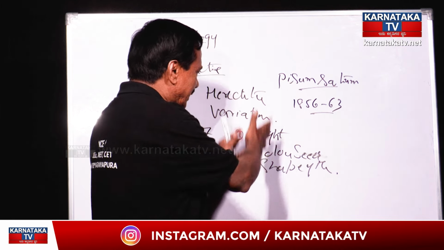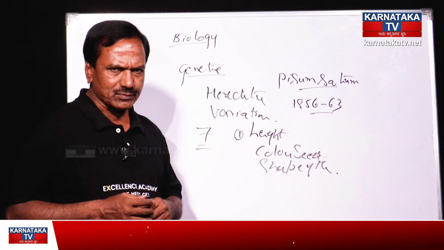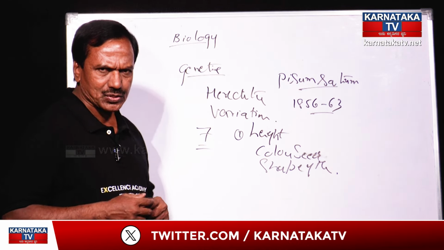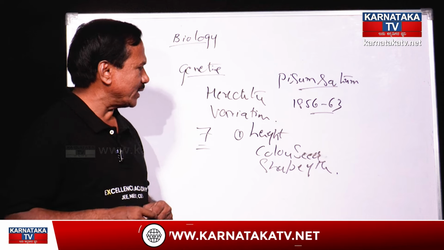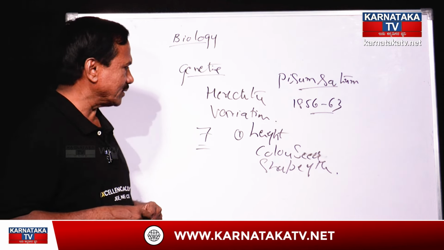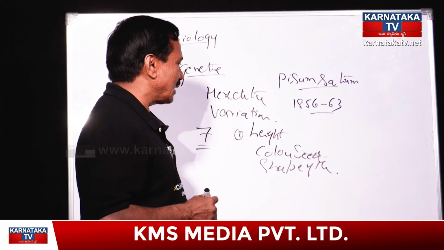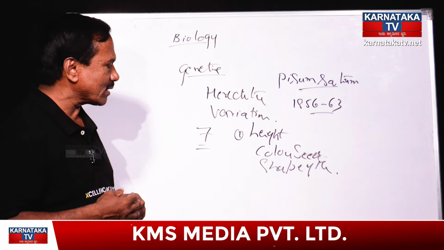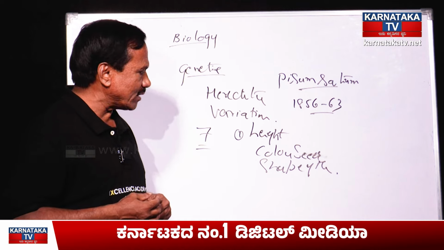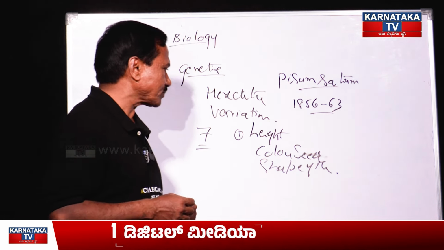Then after studying all these characters, he formulated the laws. They were famous and are popularly called Mendel's laws. So in this chapter, I am going to discuss the monohybrid cross experiment, the dihybrid cross experiment and incomplete dominance. Like that, there are so many topics. I will discuss that later.